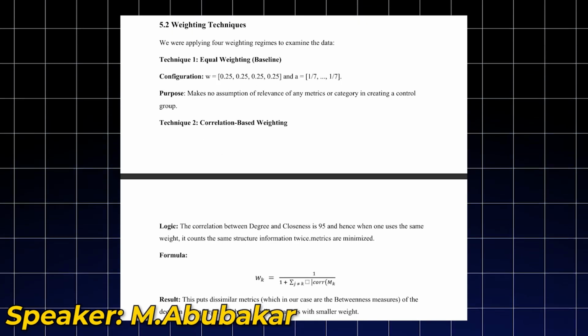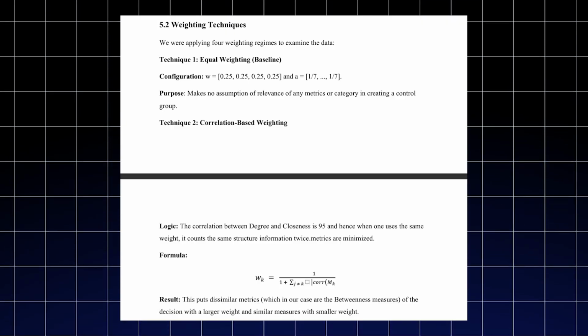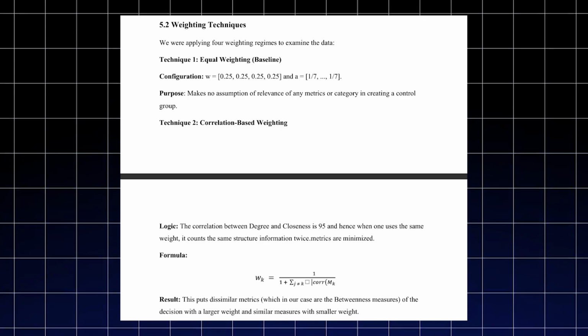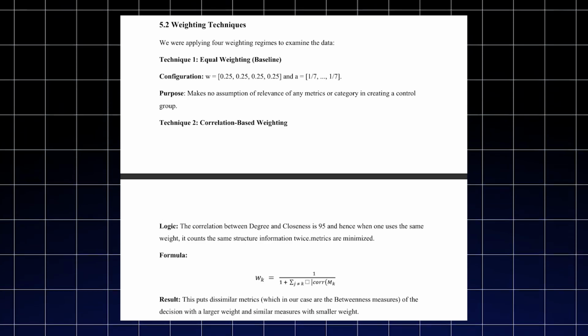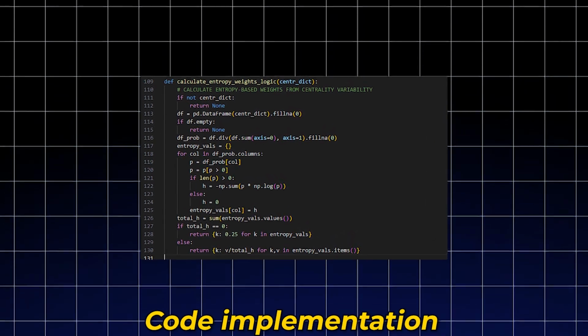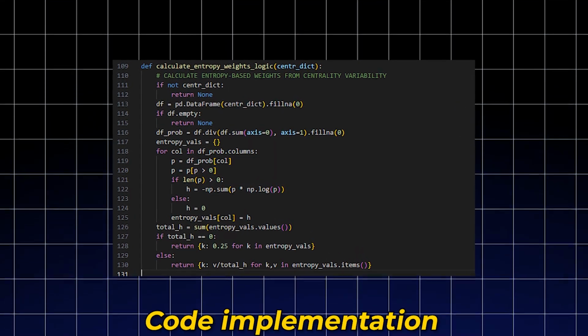The most sophisticated technique was entropy-based weighting. We calculated the Shannon entropy of the centrality distributions. If a metric had a low variance, meaning it looked the same for every city, it was assigned a low weight. We prioritized metrics that were volatile as they held the most discriminative power.